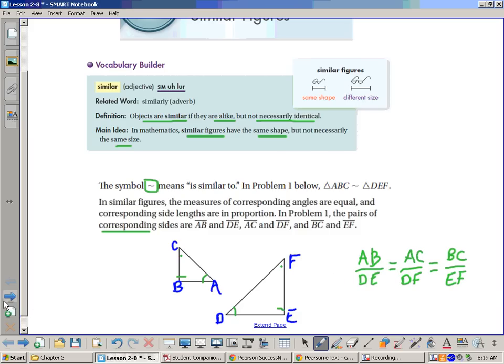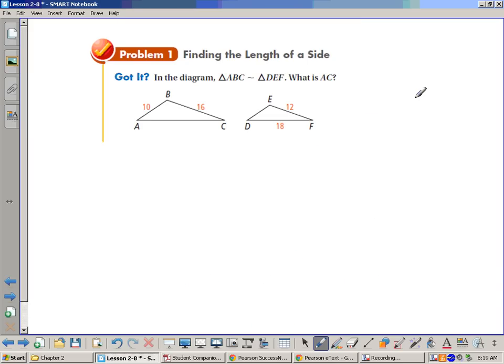That's what we're going to do in the first example here. We have triangle ABC is similar to triangle DEF. We can see that AB and DE are similar sides. They're in the same location on two different triangles. BC and EF are similar, in the same location on two different triangles. And then the bottom, AC and DF.